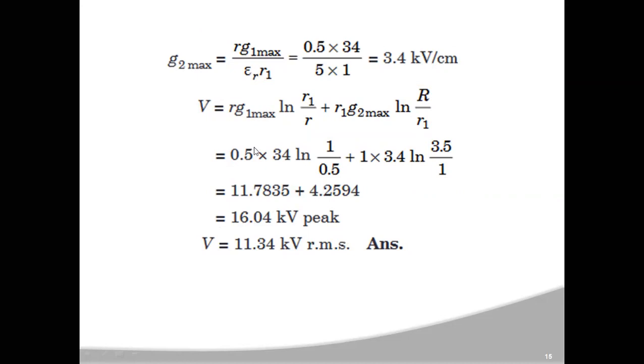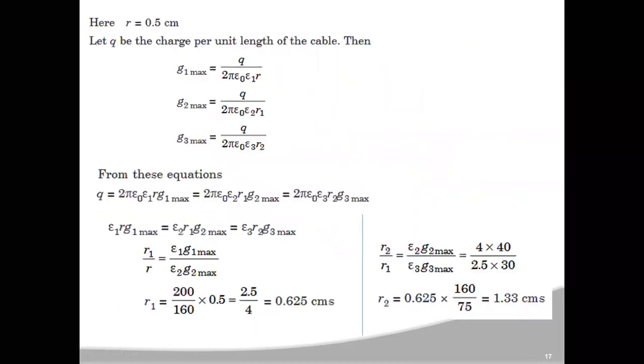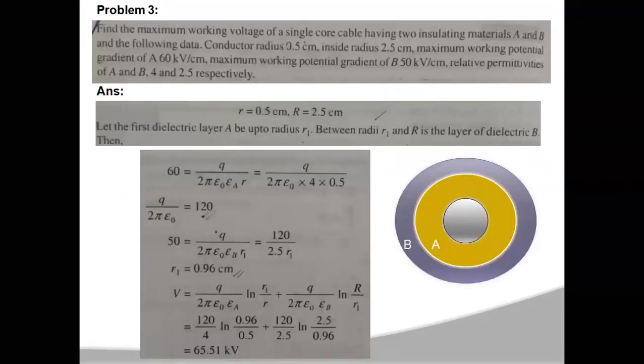So this is about the capacitance gradient. Once you read this problem, you can understand it. Here also you have a conductor with two insulating materials and different dielectrics. 60 and 50 are the maximum working potentials for those two materials, and permittivities are also given as 4 and 2.5. This type of problem we already discussed, so once you read it, you can understand this problem.